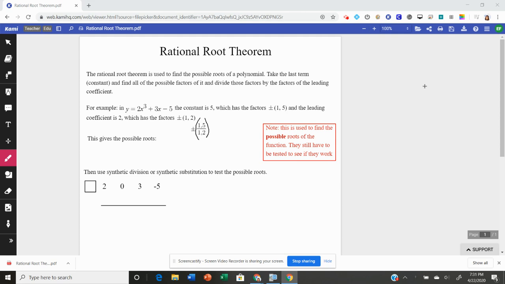Everyone, today we're going to be discussing the rational root theorem. The rational root theorem is used to find the possible rational roots of a polynomial.